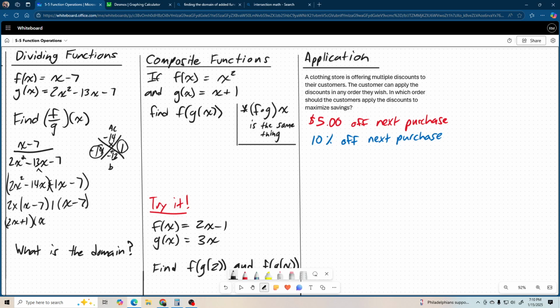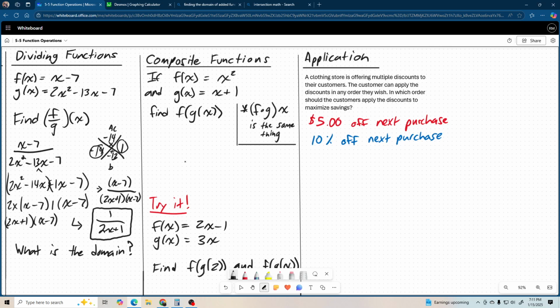Now we can look at the original. All we've done is factor this bottom piece. So we have x minus 7 over 2x plus 1 times x minus 7. And the x minus 7s will cancel, so we'll get 1 over 2x plus 1. All right, so this is our final answer, f divided by g of x. All we did is divide the two functions.